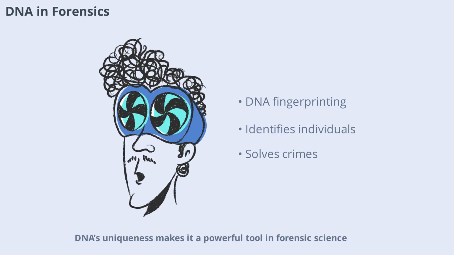DNA's uniqueness makes it a powerful tool in forensic science. By analyzing DNA samples from crime scenes, scientists can identify individuals with incredible accuracy. Techniques like DNA fingerprinting compare specific regions of DNA to match suspects or victims. This technology has revolutionized criminal investigations, helping to solve cases and exonerate the innocent.